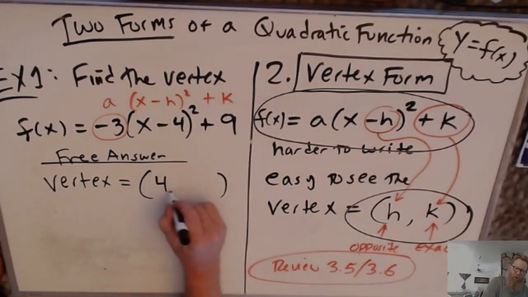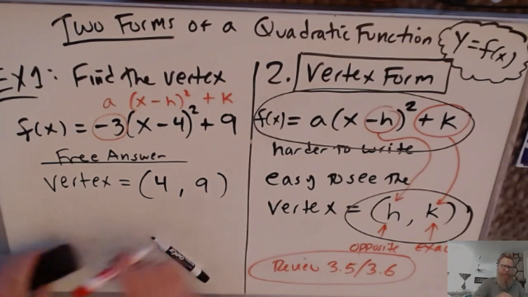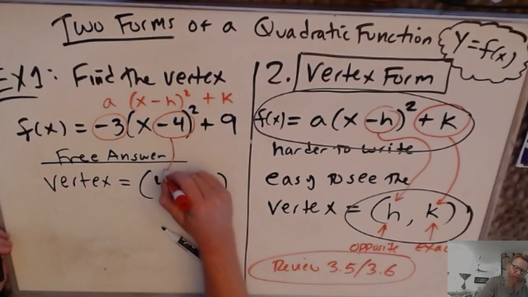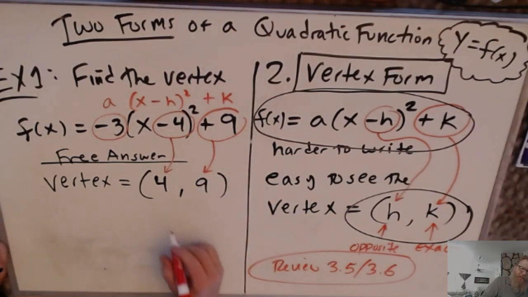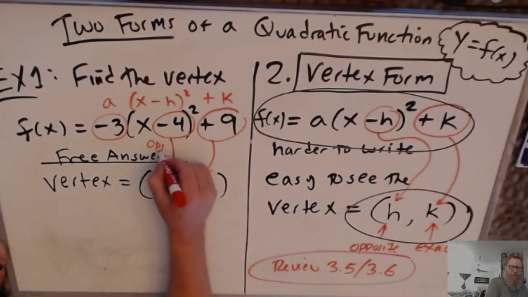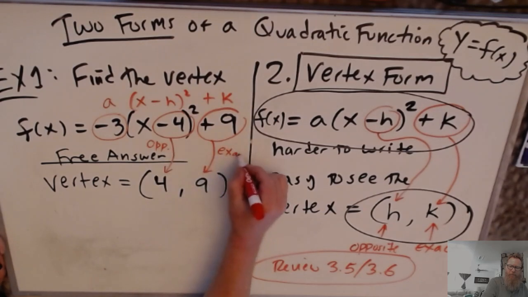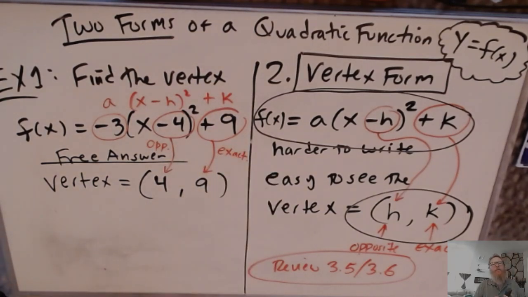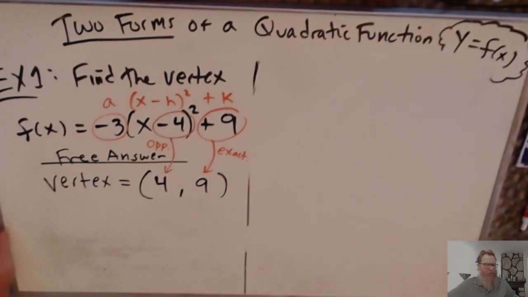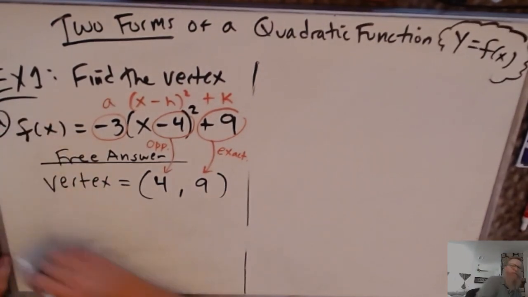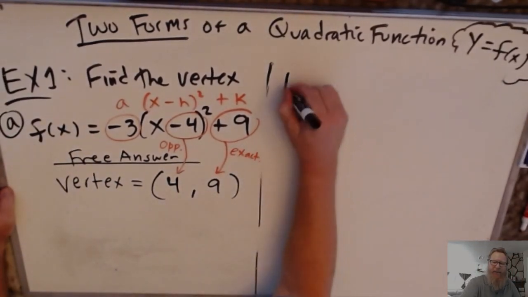So (4, 9). Remember, the inside number is opposite. The outside number is exact. OPP for opposite. It almost seems too easy, right? Well, let's try a couple more then. Let's just call that A.